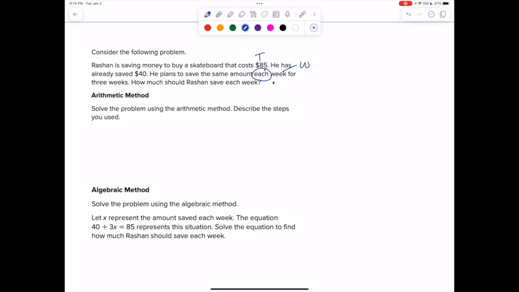It says for 3 weeks. Oh, so there we go. So each week is multiplication, but they do tell me 3 weeks. I'm going to turn that into a number. How much should Rashawn save each week? So he plans to save the same amount. That's going to be my variable here. Okay. So solve the problem using the arithmetic method.